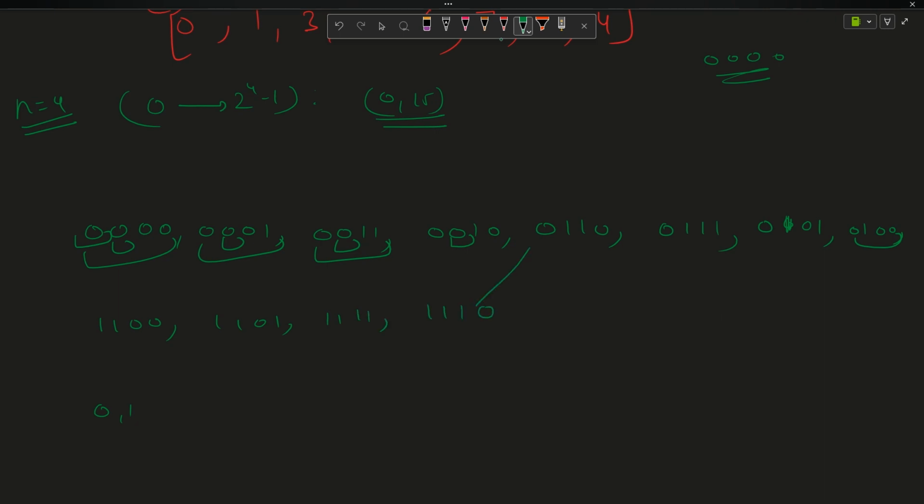This is corresponding to this, right? And now 1010, I am changing the first bit, 1011, 1001, and the last one is 1000. Now it is your job to check if all the properties are being taken care of or not, right?